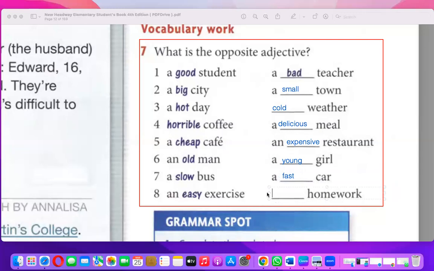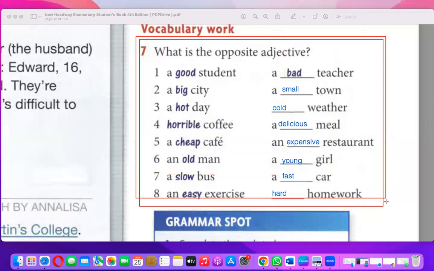If no one wants to answer, then you can answer, either one of you. A hard homework. Oh, hard, sorry. Yes. Hard homework, or difficult. Both are correct. You can use difficult or hard. We're going to have another exercise later on about the opposite of adjectives. Okay, so far so good.